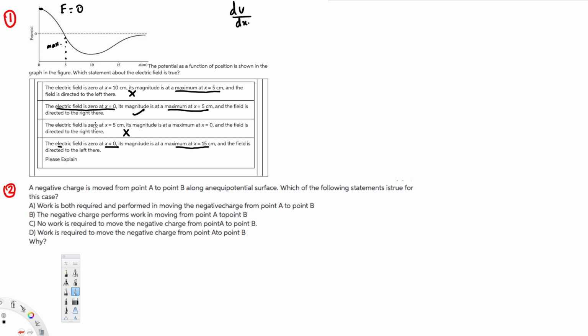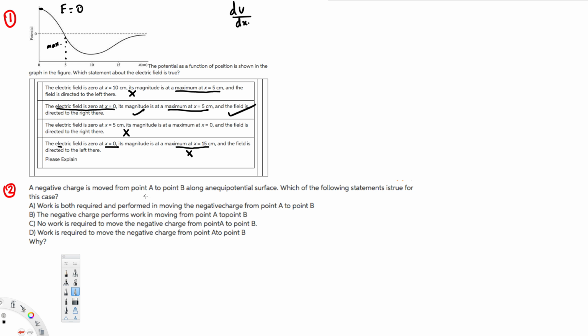To the left, 0, maximum at 15. But compared to this and this, it is not the maximum. If you compare, 15 and 5 are going to be the maximum. So this statement is not true when we compare with this one. So this one doesn't come true, therefore the answer for this one is this part. That's how we can analyze and find it out. Let's look at the other one.